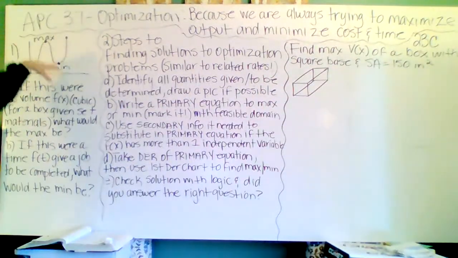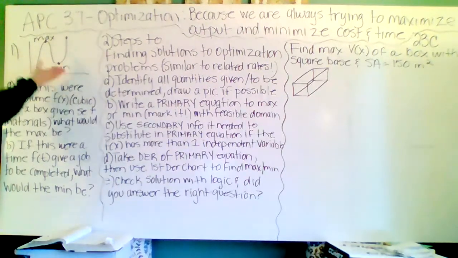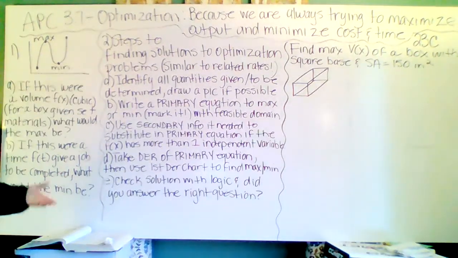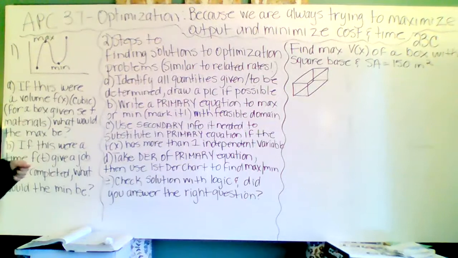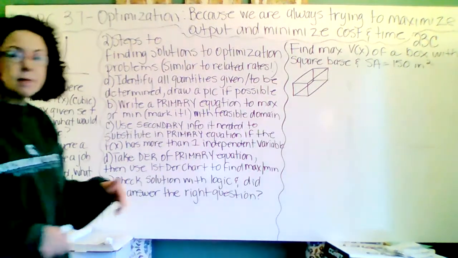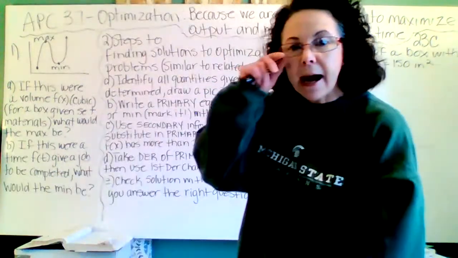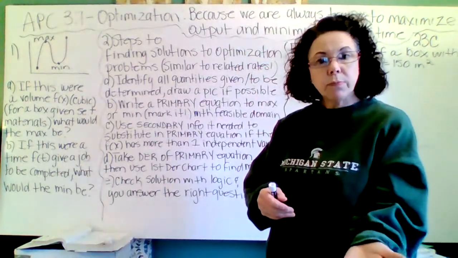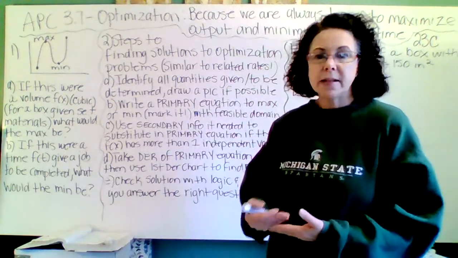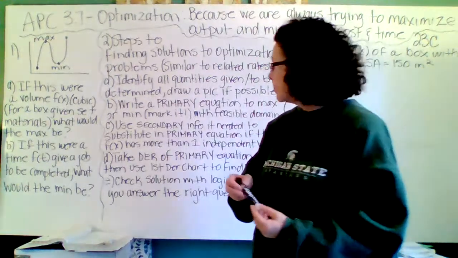So here's a picture, right? And of course, here's a maximum and a minimum. If this were a volume function, which would be cubic, that makes sense. I drew a cubic graph for a box. So it's a volume for a box given set materials, like you have so much material. What would the maximum be? It would be the maximum volume given the materials that we have. And that's what we would want to know because our materials cost money. So what's the maximum use we can get from those materials?